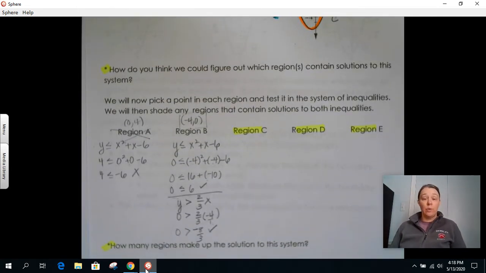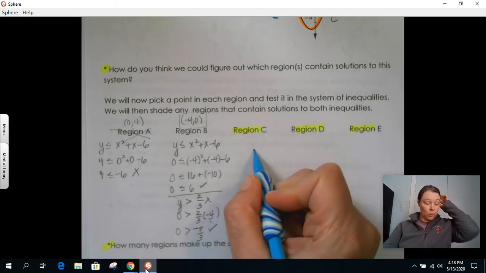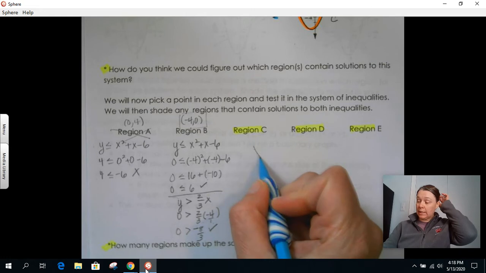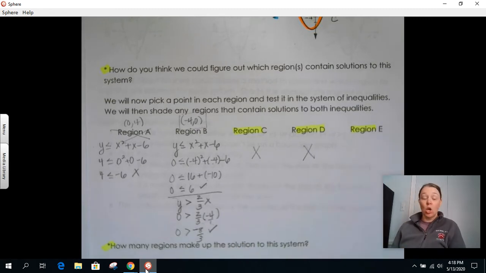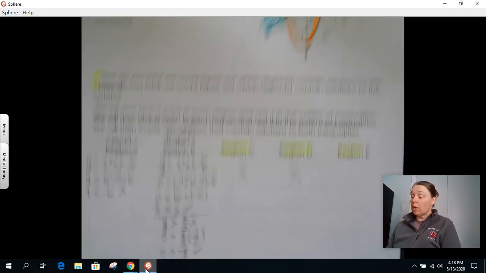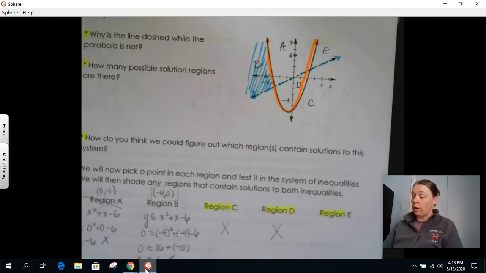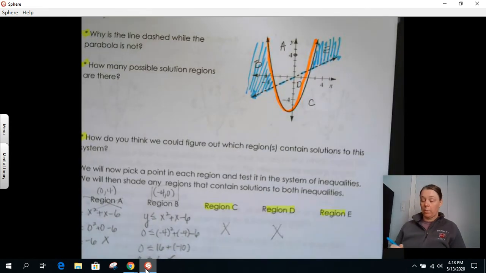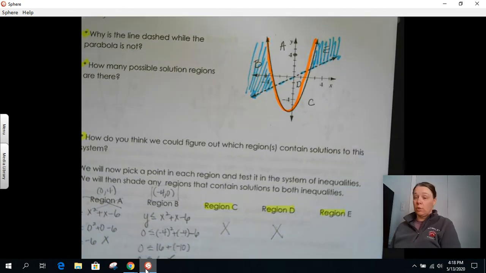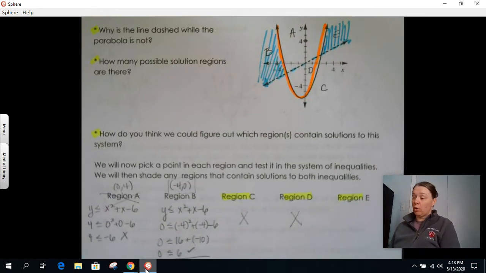Okay, so as you went through that process, you should have found that region C did not work, right? It worked in the first inequality, but not in the second. Region D did not work, right? It didn't work in the first one. You didn't even have to try it in the second one. Region E did work for both of them, right? So region E did work. So this was also part of your solution. Okay, so you see here, this had 2 parts that were true.